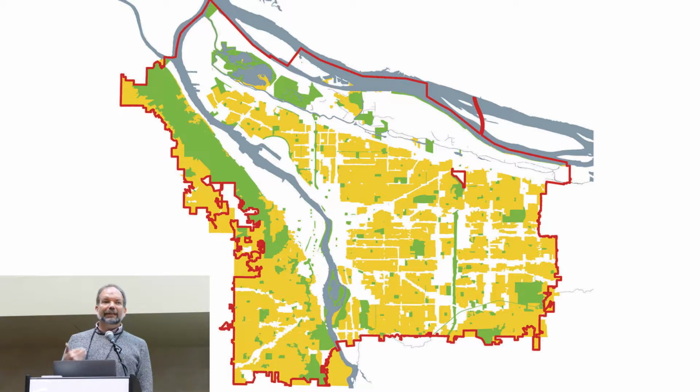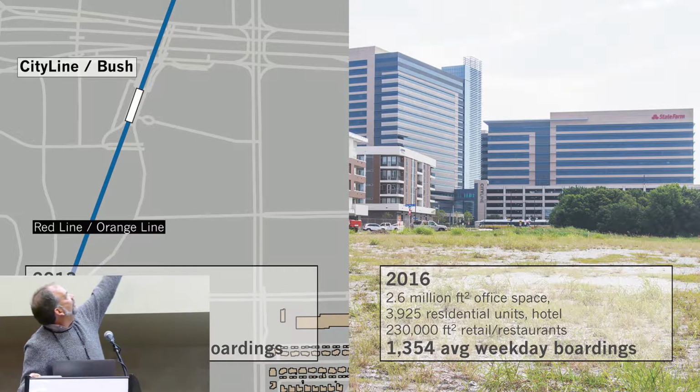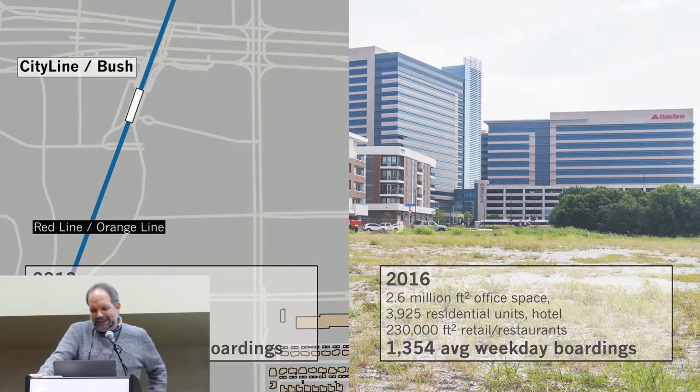Now, one of the things we often talk about is, instead of building transit to density, let's build it someplace where there's development potential. And people get really excited about that. And there's some very dramatic examples. On the left is what the City Line Bush Station in Dallas used to look like. It was literally empty fields. On the right, you see what it looks like today: 2.6 million square feet of office space, 4,000 residential units, retail and restaurants. Amazingly, it's getting less ridership than when it was empty fields.